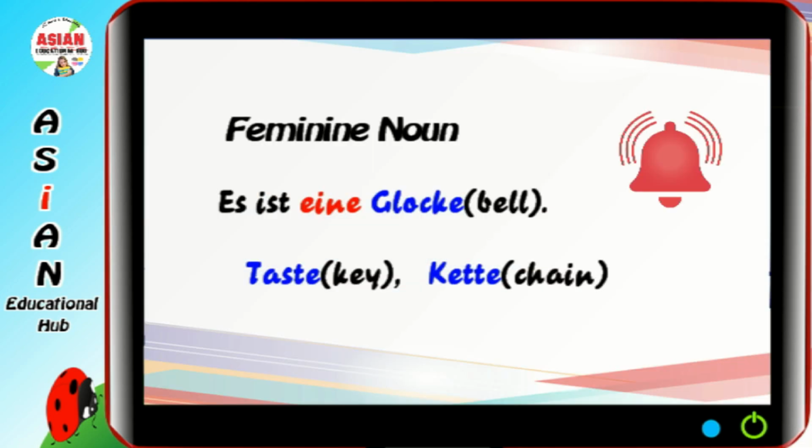In a feminine noun: Es ist eine Glocke. Bell. And the words here are Taste, key, and Kette, chain.